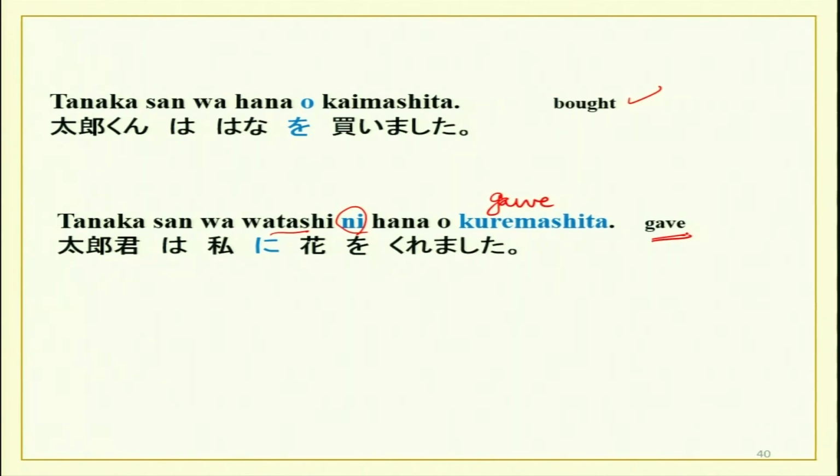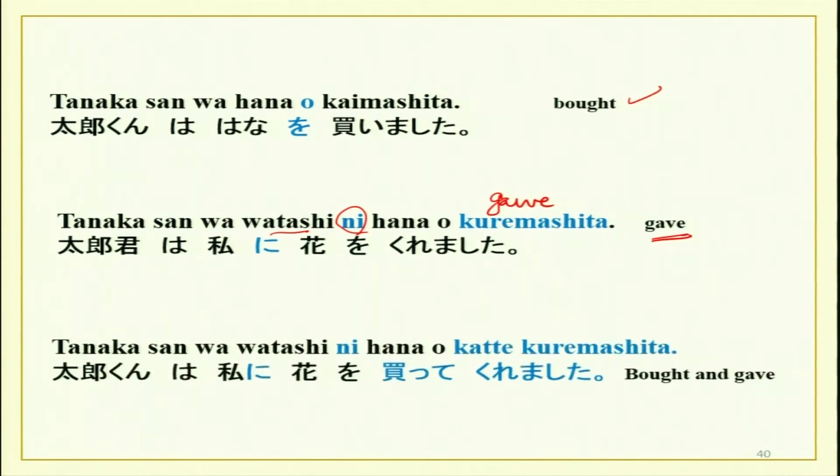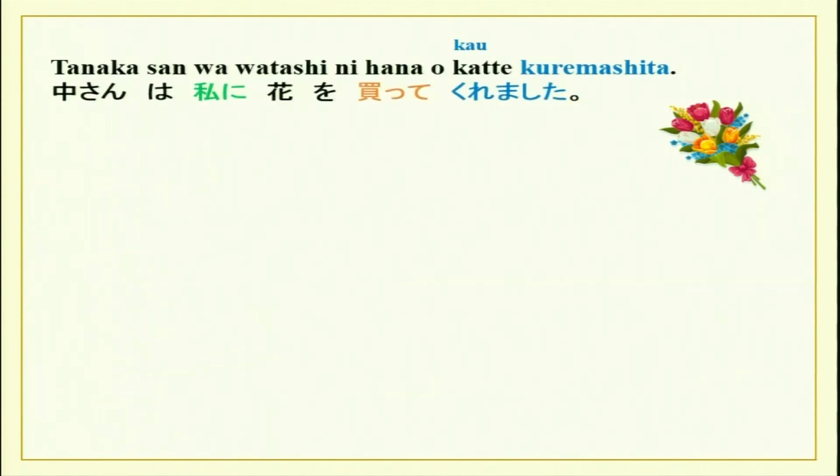So, if we join the two, basically meaning that he bought flowers and gave them to me, how are we going to write it? Tanaka-san wa watashi ni, to me, hana o katte kuremashita. Verb in te form plus kureru. Bought and gave to me. So, you can practice now over here.